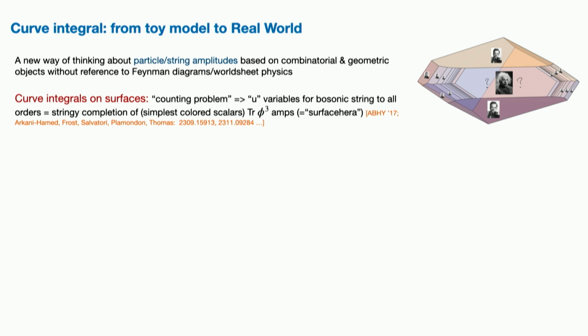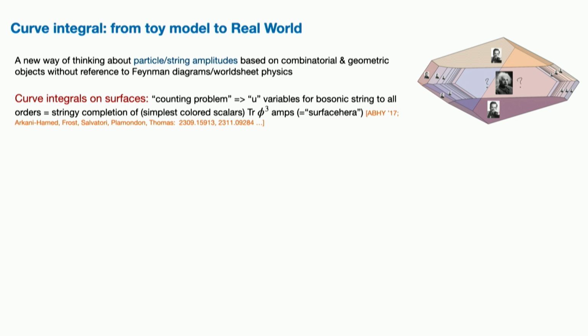I told you there's polytopes, which give you the phi cube amplitudes. But there's also the stringy extension of these polytopes. So for example, at tree level, you will find that the famous Koba-Nielsen integral, which you are most familiar with, is actually the most natural string completion of the associahedron. This is not by studying the worldsheet vertex operator and so on, but rather by studying something called U variables on these surfaces.